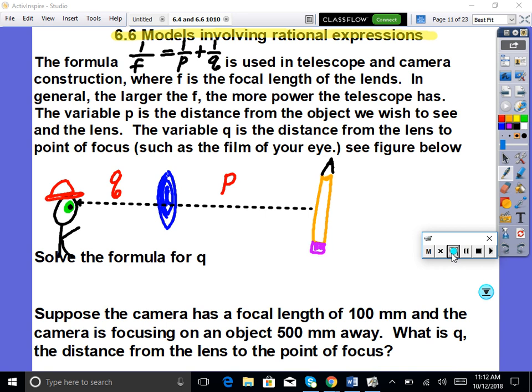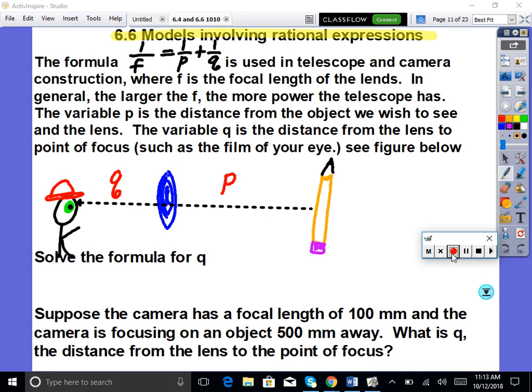eye. See figure below. Now, even to me, when I was reading that, I zoned out and it was a big jumbled mess. It doesn't matter, though. They gave us a formula. They told us what all the variables stand for. It's a plug-and-chug problem. So I don't care what any of this actually means. I'm not an eye doctor.